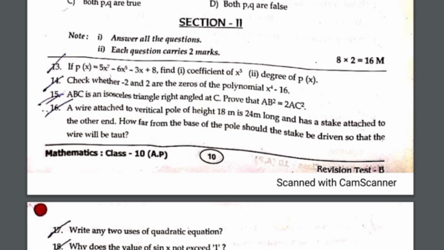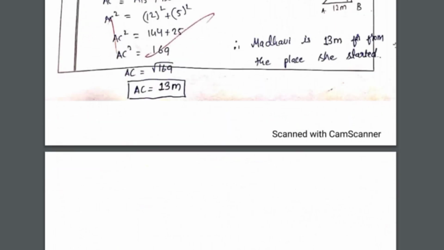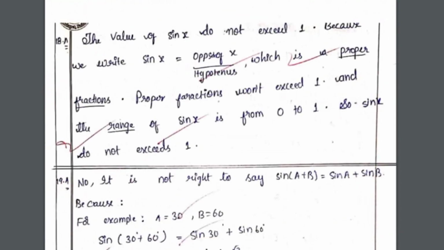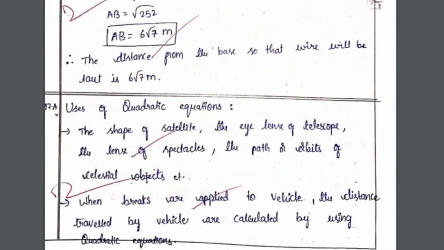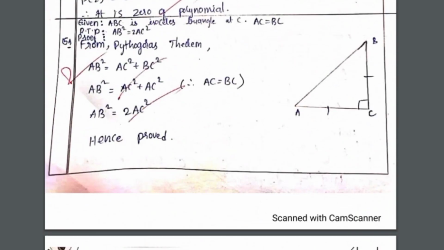Right, attached to vertical pole. So 18 meters and 24 meters long has a stack attached to the other end. So my dear students, these are almost all direct questions from the textbook. So for direct question answers, I will show you what my student wrote here, so you can recognize from this. Because if it is unknown problems then we can discuss, but these are already well known problems. Yeah, so this is the answer. And the previous question also, see what she wrote. So very step by step procedure. Given triangle ABC is isosceles triangle and right angle at C, proof. So everything very neatly she wrote.